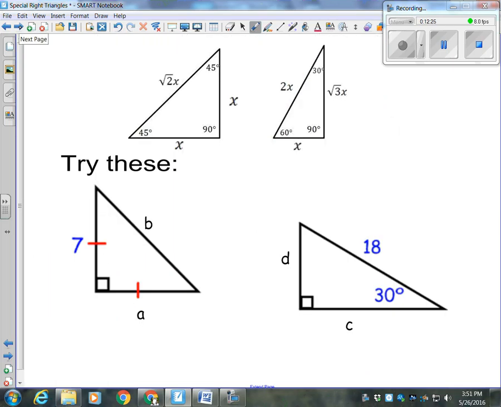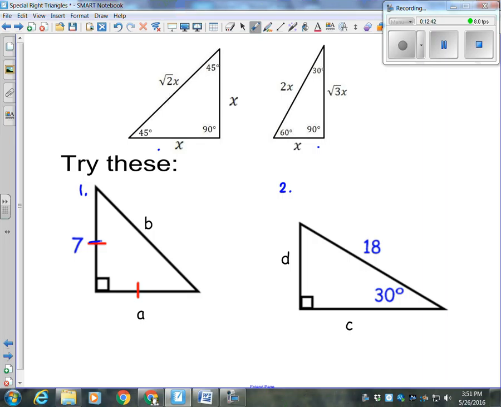All right, let's try some. My first one right here, number 1, I'm looking for A and B, and on the second one, I'm going to look for C and D. Which one would this be? Is it 45, 45, 90, or is it 30, 60, 90?